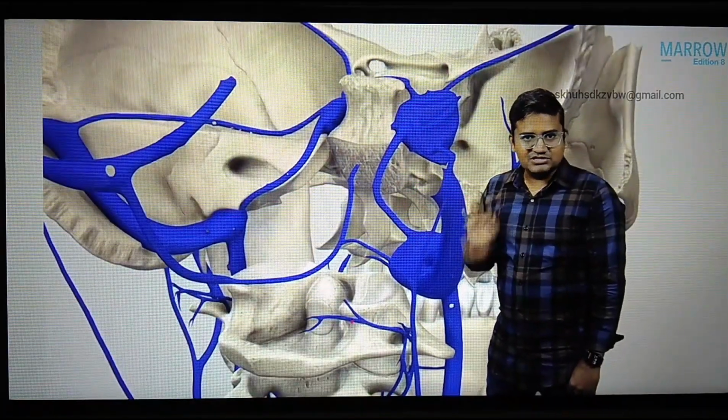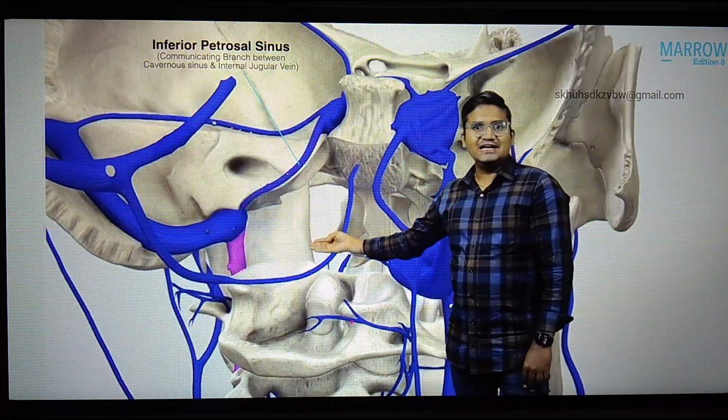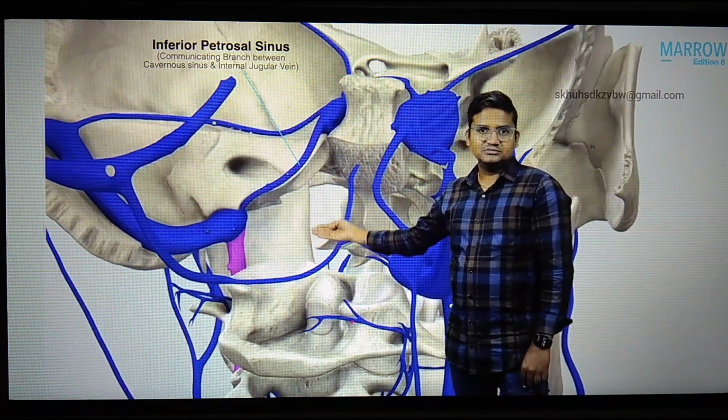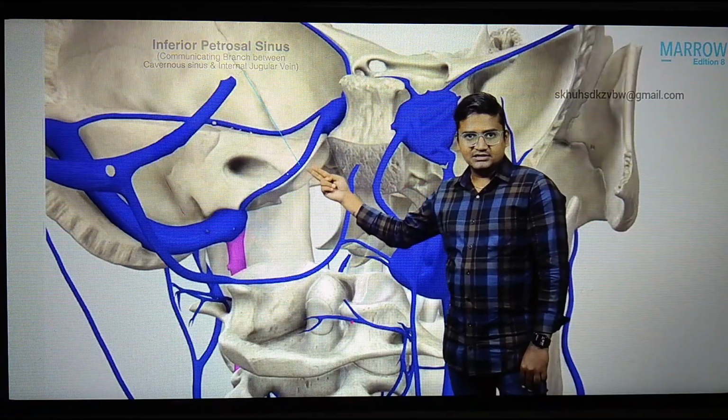Okay. Now similarly, we have the inferior petrosal sinus. It connects the cavernous sinus to the internal jugular vein. Superior and inferior petrosal sinus. Please don't forget this.